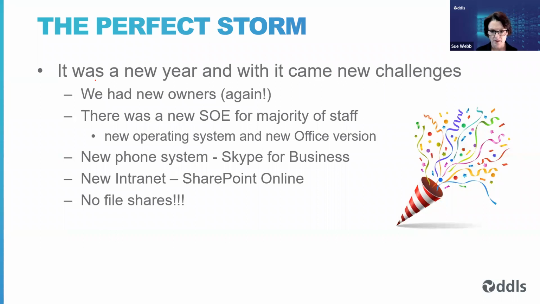So turn up back to work after Christmas holidays, and all of a sudden you've got a new operating system, you've got a new version of Office, got a new phone system. So we'd gone from desktop phones to VoIP phones and using Skype for Business. So everybody had to learn how to use that. We had a new intranet. So our old intranet was SharePoint on-prem, and we'd gone to SharePoint online.